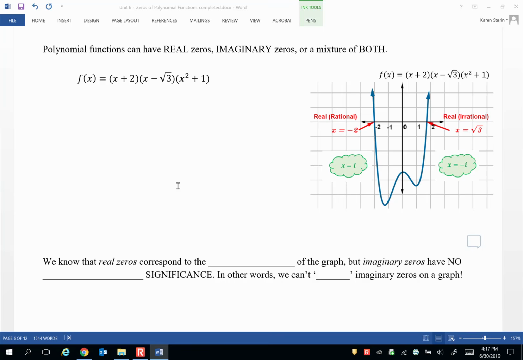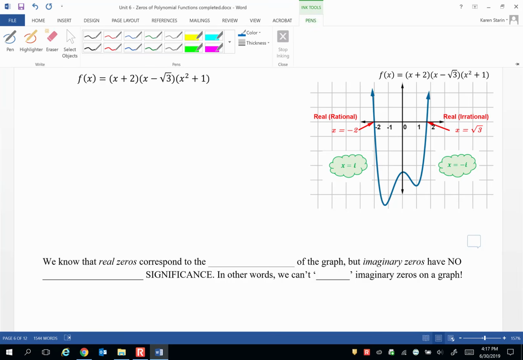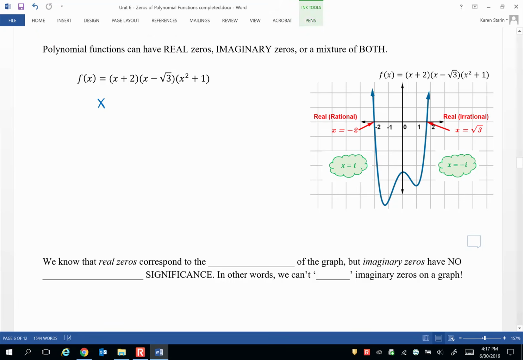So let's look at this example, and it's in factored form as the equation, and the graph is shown on the right. We have f of x equals the product of x plus 2, x minus the square root of 3, and x squared plus 1. So remember, the zero product property says either x plus 2 equals 0, if we were to find the zeros here, so x would be negative 2, or x minus the square root of 3 could equal 0 if we were trying to find the zeros.